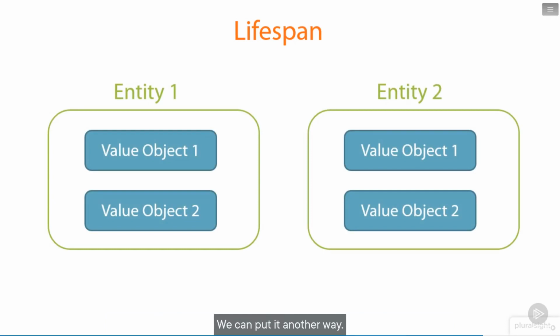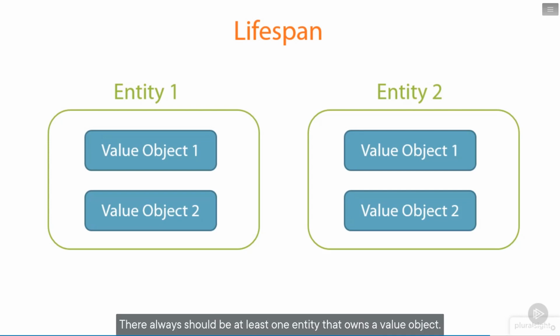We can put it another way. There always should be at least one entity that owns a value object. Again, in our case, it is the snack machine class, which contains two properties of the money type. An important implication from this point is that value objects don't have their own tables in the database. We will talk about it in more detail in the next module when we'll be discussing persistence for our domain model.